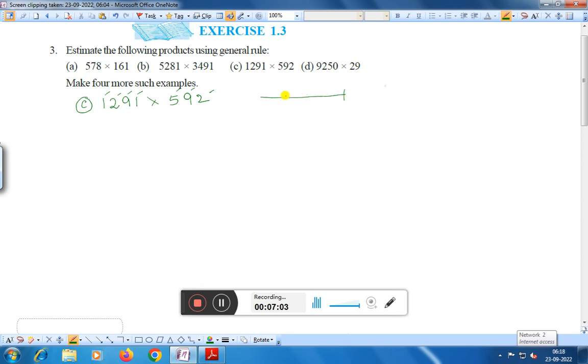Now 1291 lies between 1000 and 2000, and the middle number is 1500. And here the number 1291 is less than 1500, therefore it will be reduced to 1000. Into 592. This number will be rounded to the nearest 100 according to general rule. It lies between 500 and 600, and the middle number is 550. Now you see that 592 is greater than 550, therefore it will be rounded to 600.